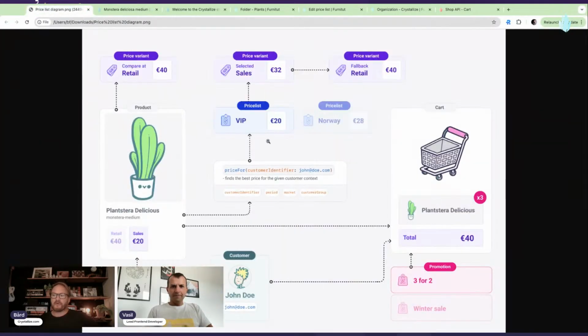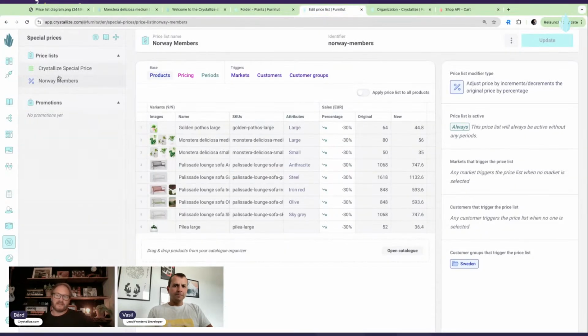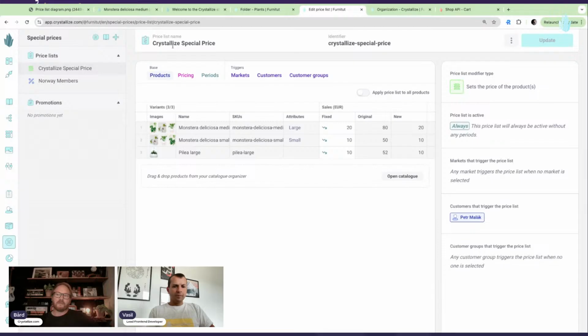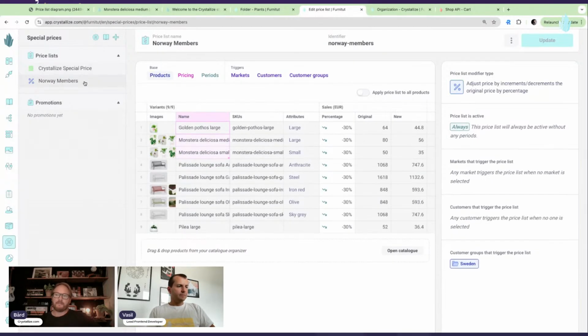But we were talking about price lists, right? So what you can do on top of these prices is create some price lists. And here we've just created one with some products. And the price list doesn't have to include all your products. It could be one. It could be selected products for a market, and therefore you can combine, like, okay, I want to have a special price for Crystallize employees, but just for these 3 products. But everybody in the Norwegian market gets 30% on these 9 products, right?